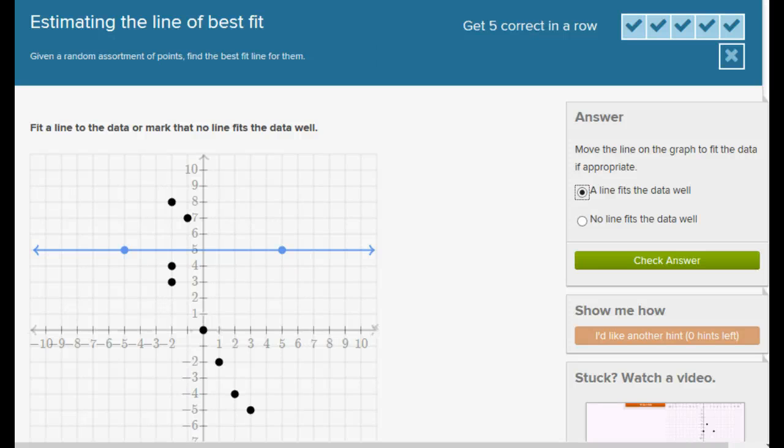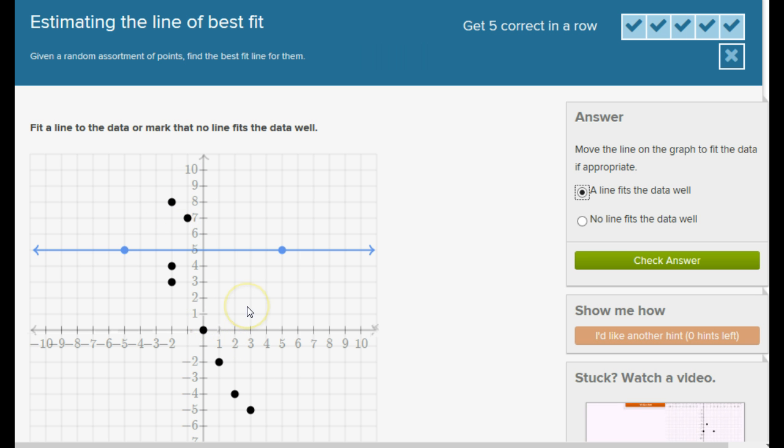Today we are going to look at fitted lines, otherwise known as line of best fit. I'm using Khan Academy, and we're going to look at scatter plots that are already made and see if we can draw lines that are going to be good lines for a fitted line.